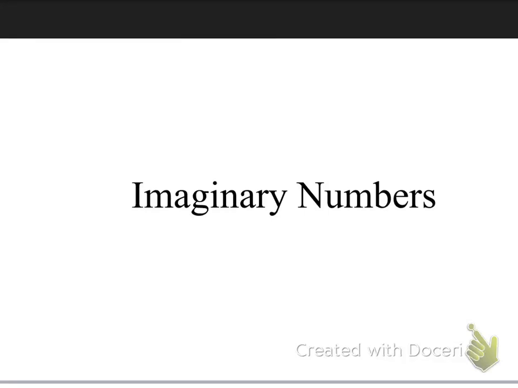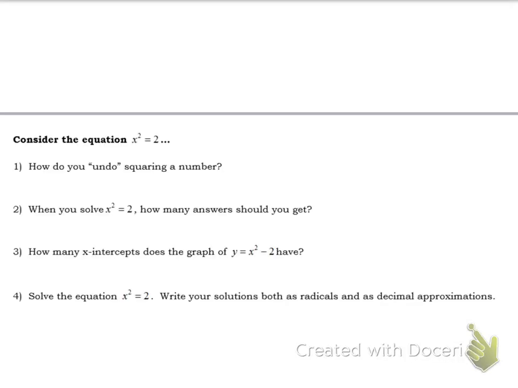In this video we're going to be talking about imaginary numbers. Okay, so consider the equation x squared. How do you undo squaring a number? You square root it to undo it. When you solve x squared equals 2, how many answers should you have? You should have 2 answers because you have the positive side and the negative side of it.